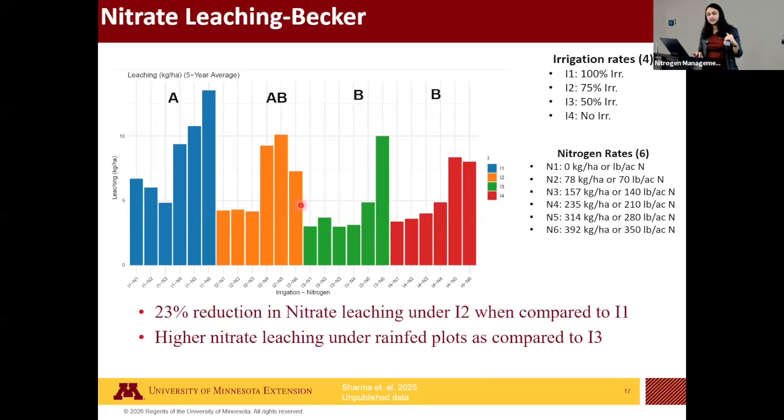We see a decline in nitrate, not significant, no significant difference between 100 and 75, but still we see a subtle decline in nitrate leaching when we reduce that irrigation. We do not see a significant difference because mostly the leaching was driven by rainfall. So irrigation has an impact, but not as major an impact as rainfall. Even though it's not significant, we see a 23% reduction in nitrate leaching under 75% irrigation when compared to 100% irrigation.